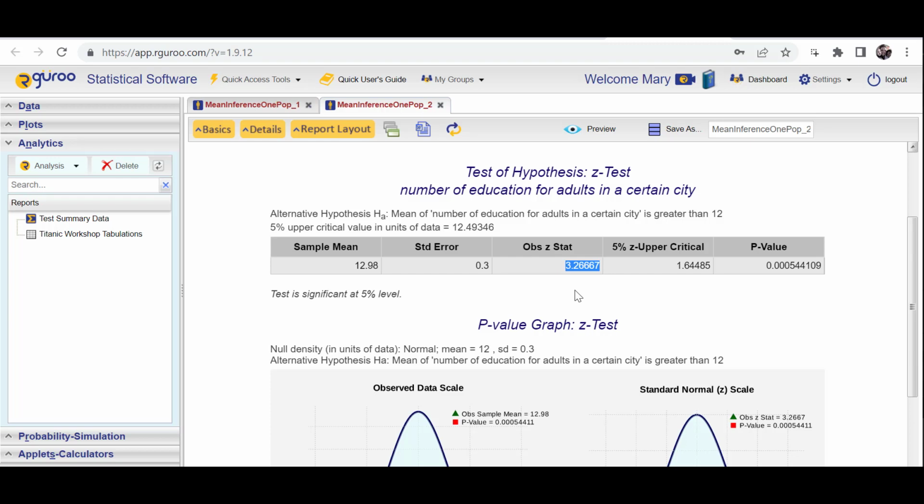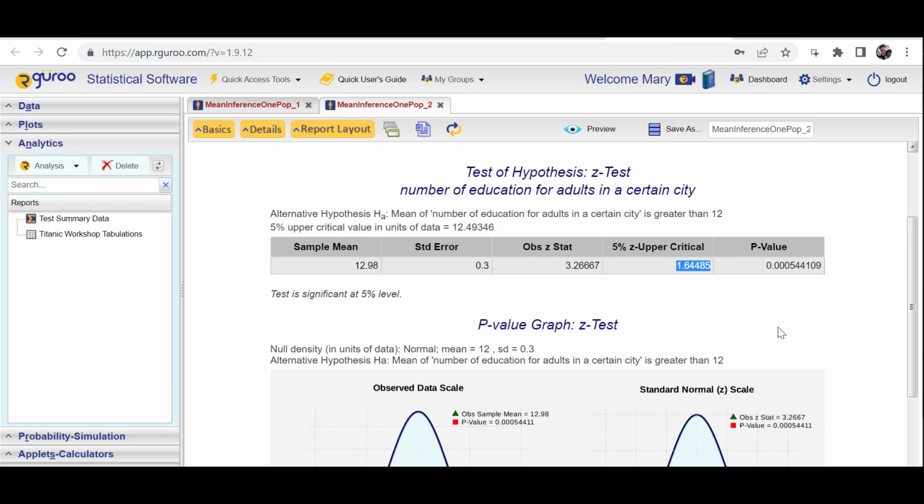And I'll kind of explain what that is in a moment. But if they ask for test statistic, that's where you get it from. And then it has a critical value, and then it has your p-value. So here's the p-value right here, and the p-value is 0.0005.